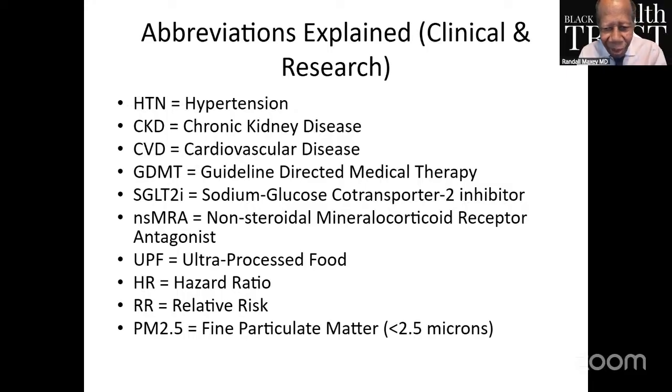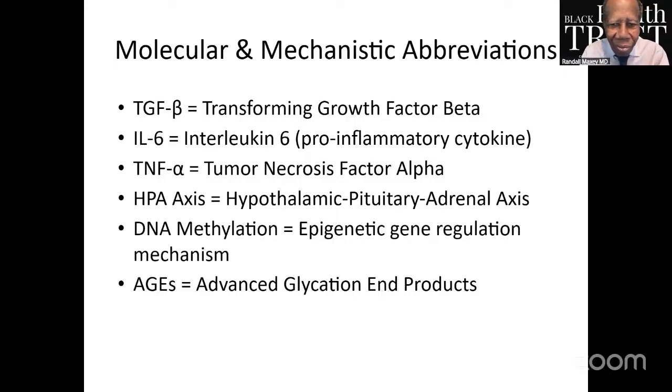UPF is ultra-processed foods. I thought that was Ultimate Fighting Championship at first. HR stands for hazard ratio, and RR for relative risk. And PM 2.5 is a fine particulate matter that's in the air. It's less than 2.5 microns. Next slide. These will become clear as we go along.